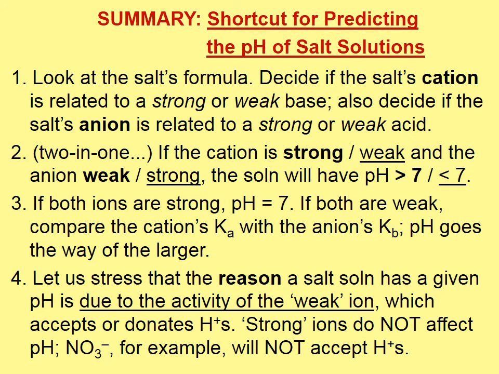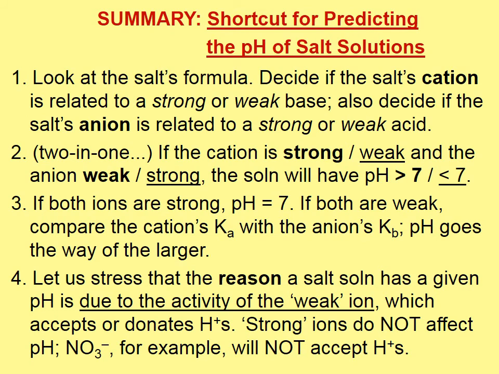Let's summarize the shortcut for predicting the pH of salt solutions. 1. Look at the salt's formula. Decide if the salt's cation is related to a strong or weak base. Also decide if the salt's anion is related to a strong or weak acid. Number 2 is 2 sentences in one. I'm going to read it first using the boldface terms, and then again using the underlined terms. If the cation is strong and the anion weak, the solution will have a pH greater than 7. If the cation is weak and the anion strong, the solution will have a pH less than 7.